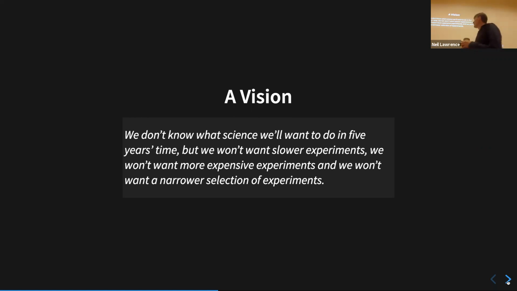So we've just converted that into science. We don't know what science we'll want to do in 5 years' time, but we won't want slower experiments. We won't want more expensive experiments, and we won't want a narrow selection of experiments. So very much at the core of what I'm saying, why I think emulation is key and will be part of that, is because of the speed, right?